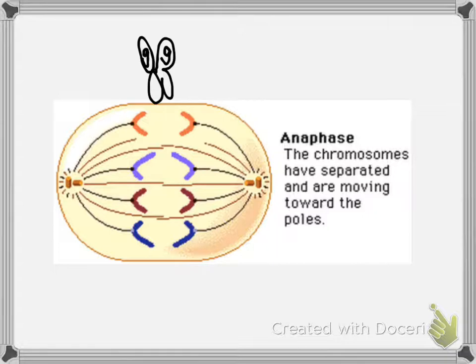Those are what the spindle fibers start to pull apart. The spindle fibers start to pull these replicated pieces apart. Basically they're pulling the sister chromatids apart. They go to the opposite sides. And in this way, each pole is getting the identical copy of every single gene.